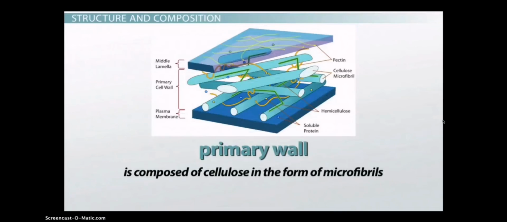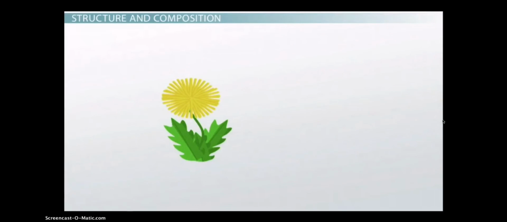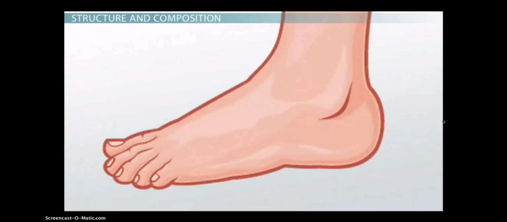The primary wall is the next layer. It is composed of cellulose in the form of microfibrils. These cellulose microfibrils weave together with glycans, increasing the strength of the cellulose. Pectins can also be found in the primary cell wall. With all of this strength, you would think nothing could squish a dandelion.